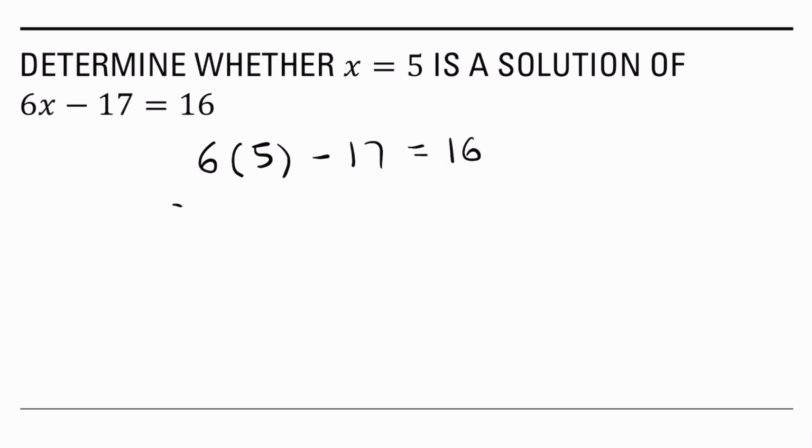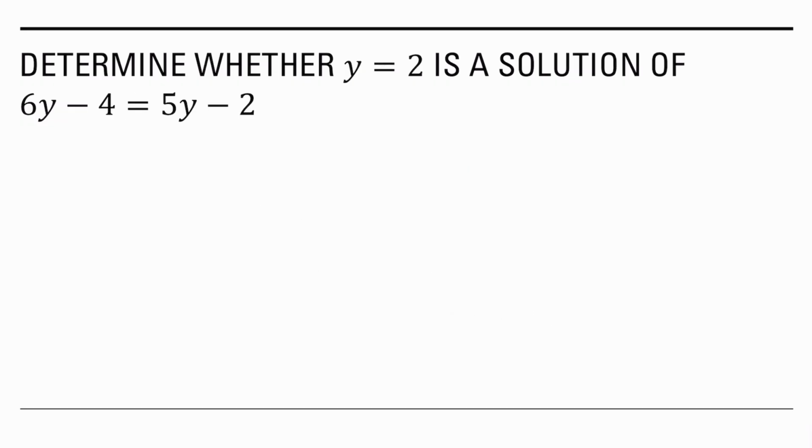Simplifying that, 6 times 5 is going to be 30, minus 17 equals 16. There's nothing we can do on the right hand side to simplify it. Now 30 minus 17 is going to be 13, so 13 equals 16. Now we've simplified everything, we have to check: is this equation true? Does this statement make sense? 13 can't equal 16. And so we put a line through the equal sign, remembering that this means does not equal. Therefore x equals 5 is not a solution.